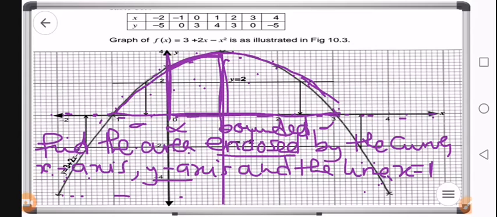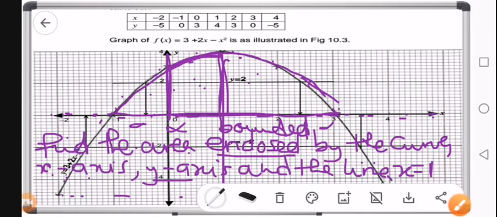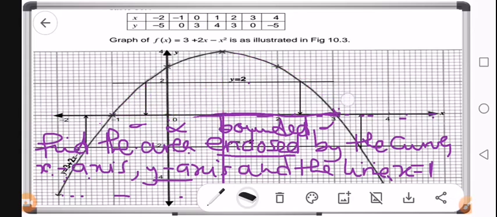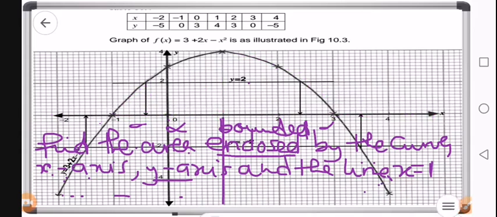So once you have the area, you are going to count the total number of small boxes. After getting the region, you are going to count the total number of small boxes in the region.